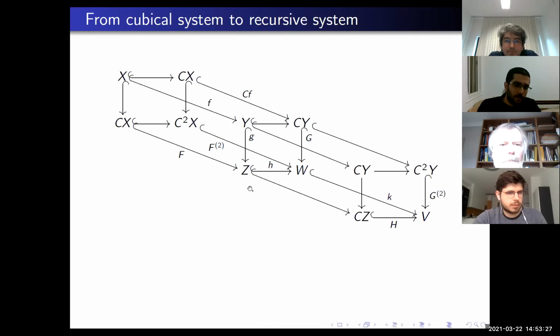You can do a cofibrant replacement with the same shape. You can replace this by a diagram where every object is cofibrant and every map is a cofibration. The pushout from this to this is obviously a cofibration. So you replace it by a cofibrant cube. You can do that.